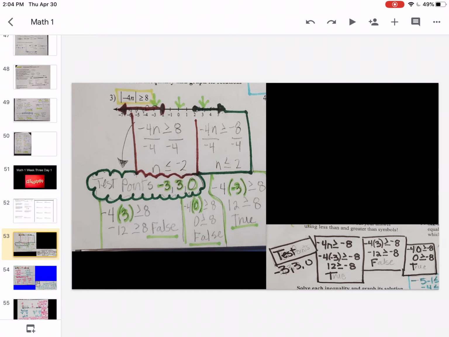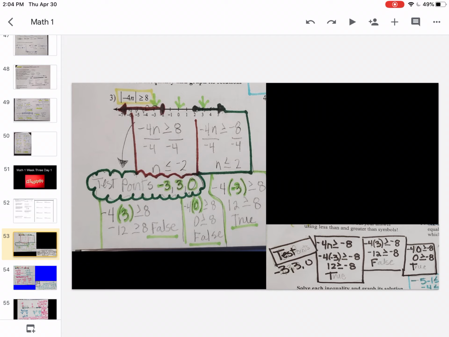For your first problem that you do on your own, you have the absolute value of negative 4n is greater than or equal to 8. You're going to divide both sides by negative 4, in both problems. When you divide by a negative, you have to flip your sign. So you can see that the signs are flipped.